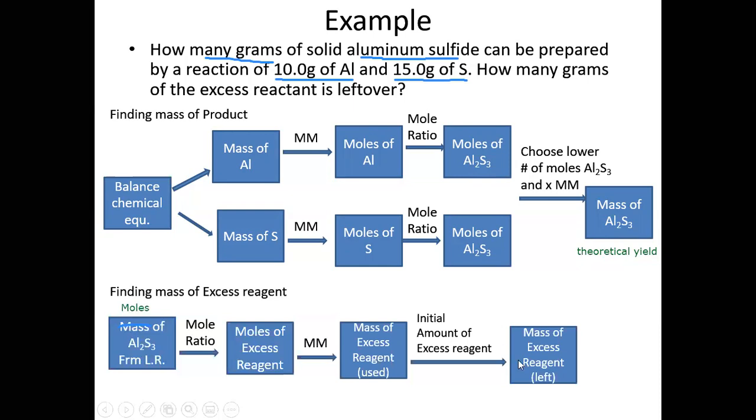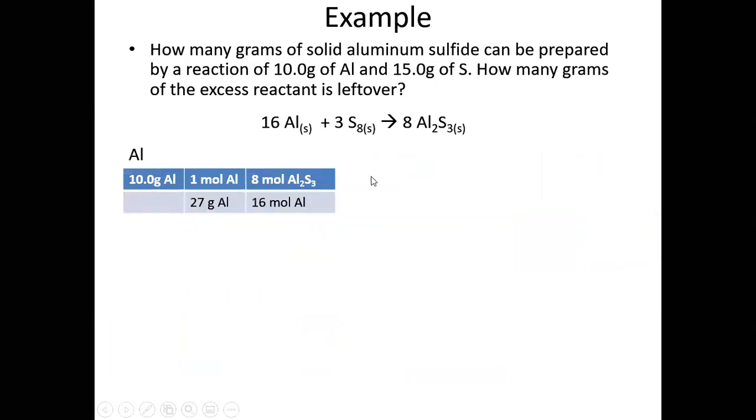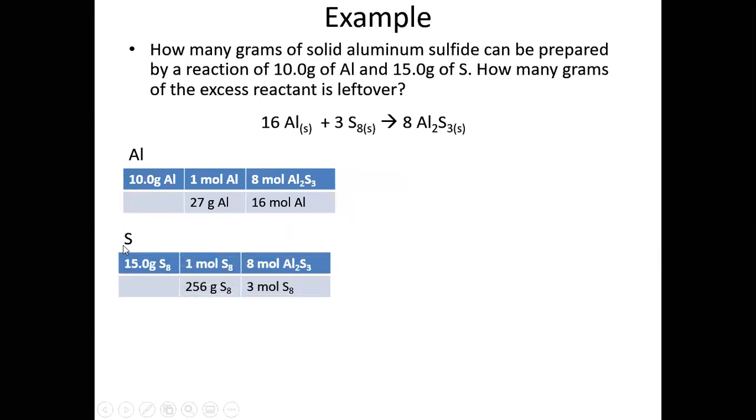Now, if you want to see this worked out, here's our balanced chemical equation. Remember, sulfur is octaatomic, so it has to have 8 unless it's specified otherwise. And we have our balanced chemical equation. So the first step, we're going to take the mass of aluminum, convert it to moles of aluminum sulfide, and we're going to do the same thing with sulfur. So again, mass to moles, moles to moles. We get the number of moles of product produced by each reactant.